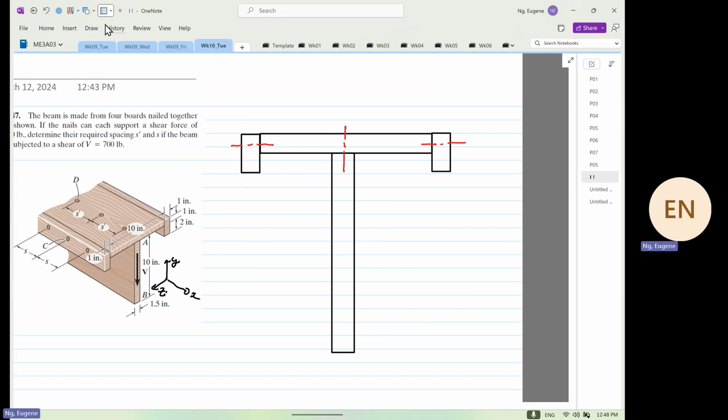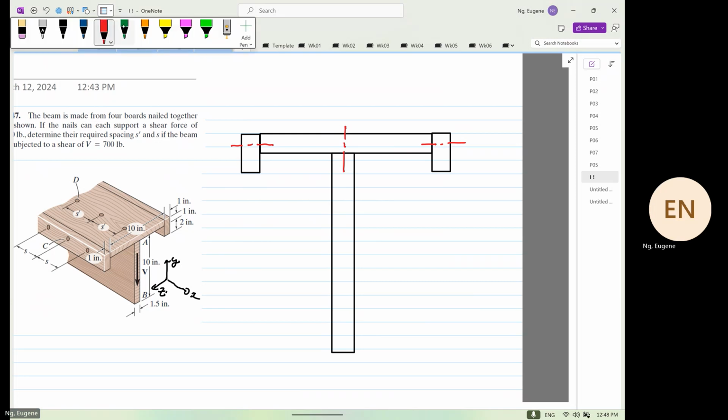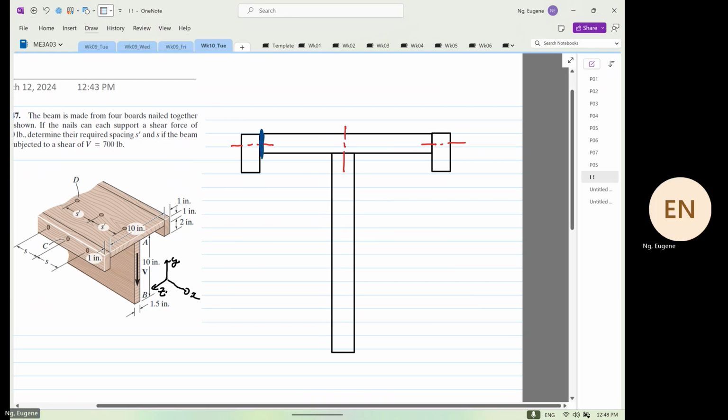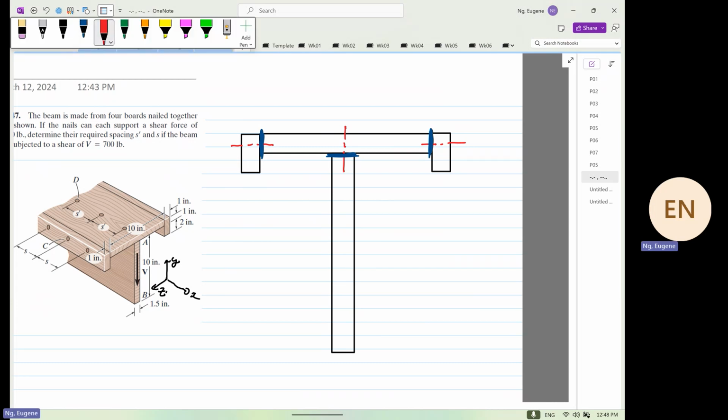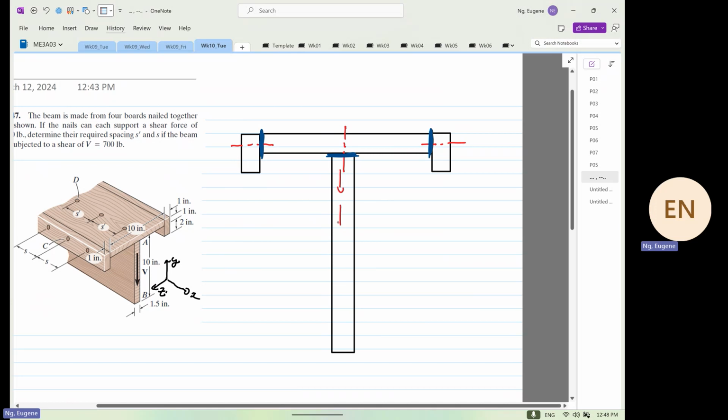So failure will occur here. You see that? Here. Where's one more? And here. All right. Failure will occur at those 3 regions. Okay. So now, it's good that we learn about what? Shear flow distribution. Okay. So now, if we're going to design, the shear flow will look like this.